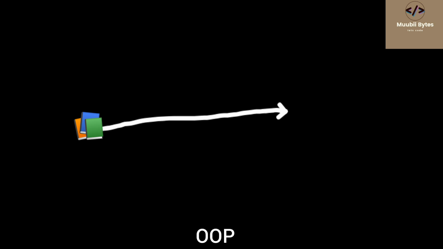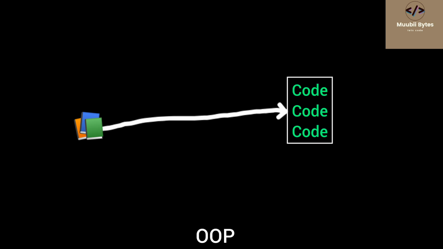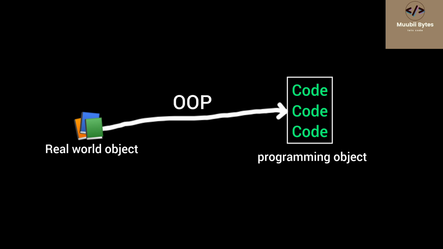Object-oriented is just a way of programming where you take a real-world object and orient it into programming and work with it. For example, think of a book. A book is an object. So how can you orient it into your code so that you can mimic the behavior of a book using your code? That's what we call object-oriented.